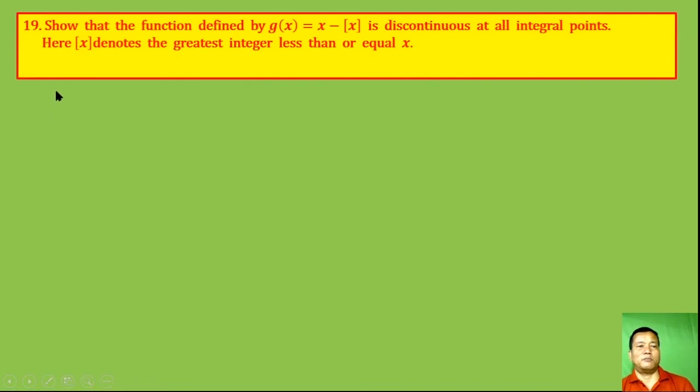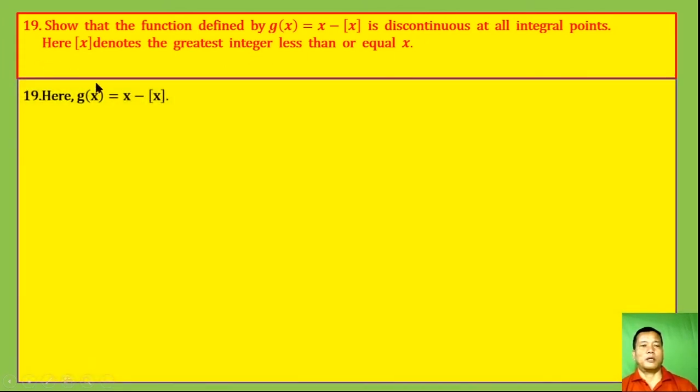Question number 19. Show that the function defined by g of x equal to x minus [x] is discontinuous at all integral points, where [x] denotes the greatest integer less than or equal to x. Greatest integer function: let x equal to a be an integer. Its domain is any real number, and a is any integer.